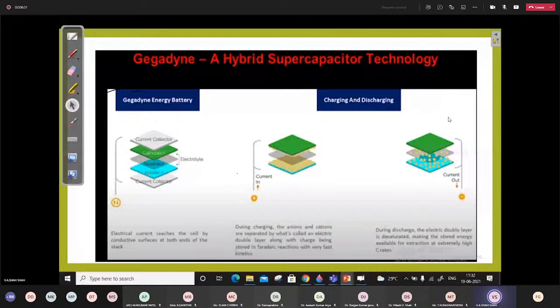There are different manufacturers in Europe and in USA. Maxwell is a very well-known company now, then NESSCAP, and I think JSR Micro, NEC. These are the most well-known companies, and Skeleton Technology and BatCap. These are the main, or well-known, manufacturing companies for the supercapacitor. Still, I think in Pune they do manufacture supercapacitors.